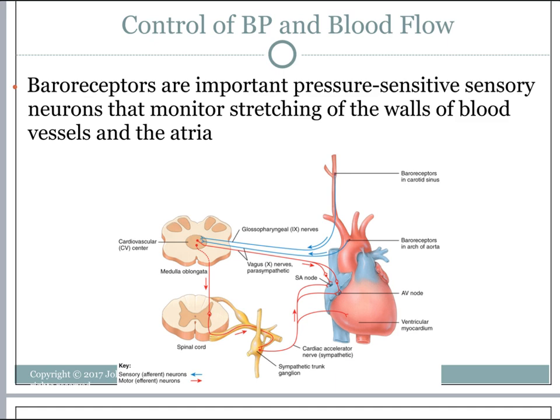Baroreceptors are important pressure-sensitive sensory neurons that monitor stretching of the walls of blood vessels and the atria. We find them in a couple places, some key places that we need to really regulate pressure. So we talk about the carotid bodies, these baroreceptors located in the carotid sinuses. We find them in the aorta. So again, these stretch receptors detecting pressure in the aorta. On the atria, on the SA node and the AV node, and in the ventricles, the myocardium of the ventricles, all places that are governing the force of contraction as well as monitoring the pressure to key components, like the aorta, like to the brain, okay?